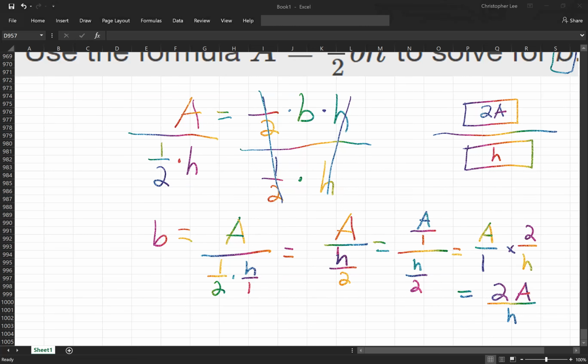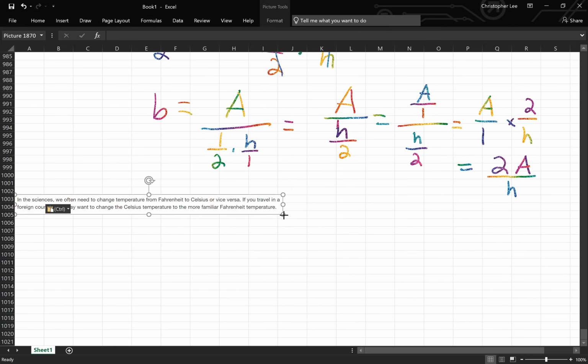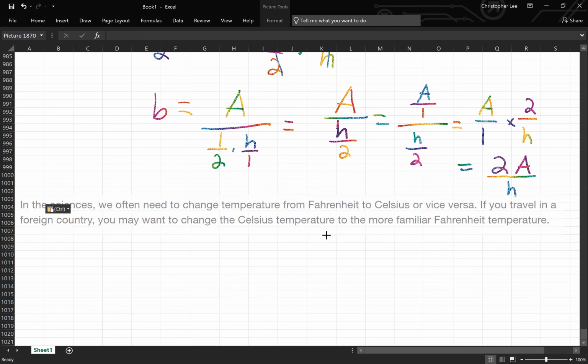All right. Let's do another formula. In the sciences, we often need to change temperature from Fahrenheit to Celsius or vice versa. If you travel in a foreign country, you may want to change the Celsius temperature to the more familiar Fahrenheit temperature. So here's the formula for Celsius to Fahrenheit.